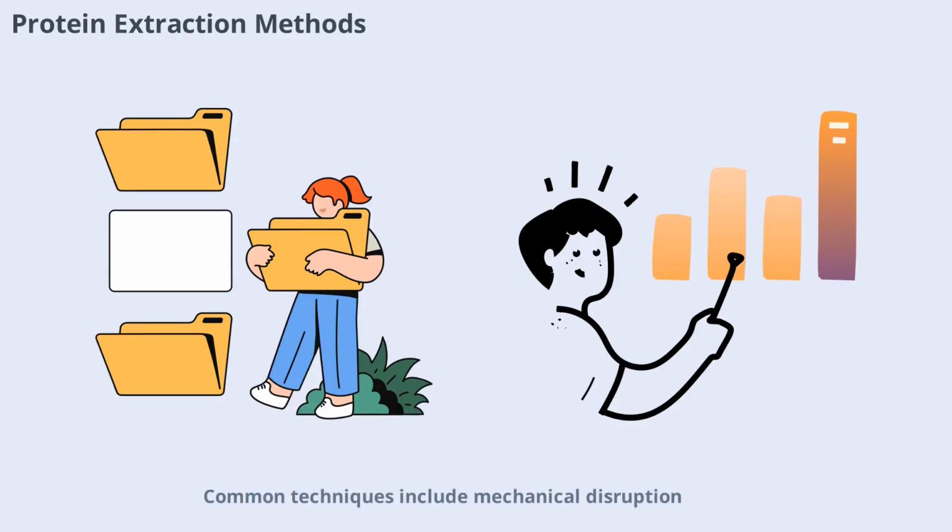Extracting proteins from samples requires specialized methods to ensure maximum yield and purity. Common techniques include mechanical disruption, such as sonication or homogenization, and chemical lysis using detergents or enzymes. The choice of extraction method depends on the sample type and the proteins of interest. Efficient extraction is vital for obtaining a representative snapshot of the proteome, which is necessary for accurate downstream analysis. Researchers must carefully optimize protocols to balance protein yield, integrity, and compatibility with analytical techniques.